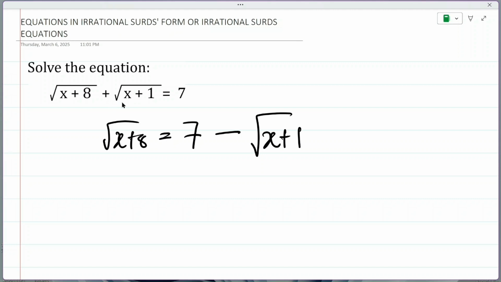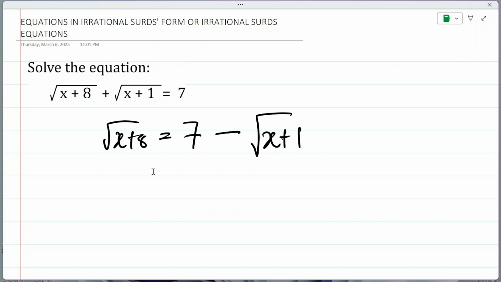Now the plus square root x plus 1 crosses the equals to sign and turns to minus square root x plus 1. Note, the positive in front of the root changes to negative, but the positive under the root doesn't change. It's like in brackets. Crossing the equals to sign doesn't affect the sign under the root. It goes over the equals to sign and still maintains its initial sign, as we have in this case.